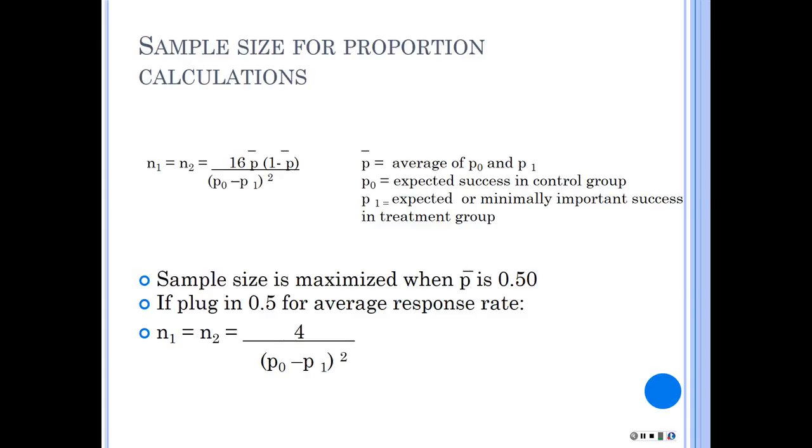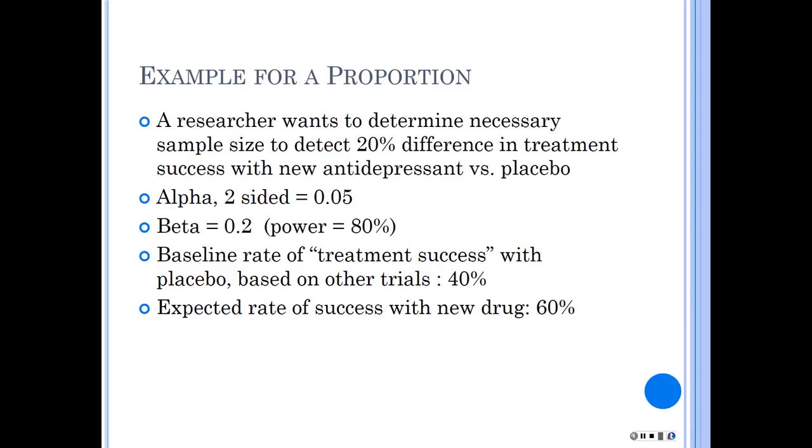So sample size is maximized when that mean proportion is 0.5. So if you plug in 0.5 for the average response rate here, then the equation is listed here as 4 divided by that difference between the control and the treatment group squared. So now we're going to work through, just like we did for the t-test, an example here on the slides.